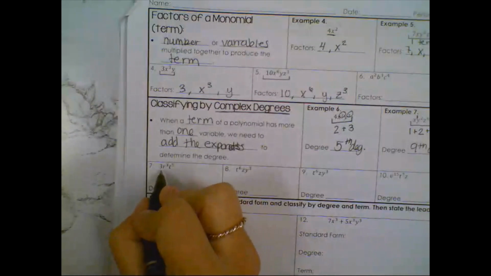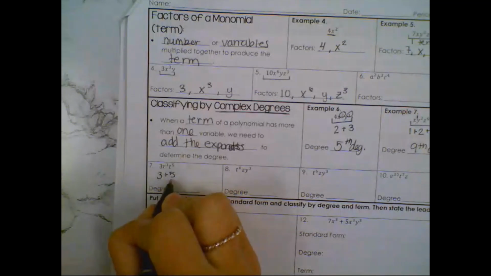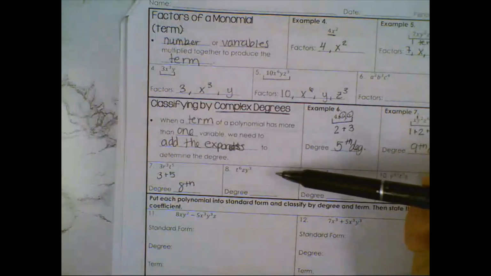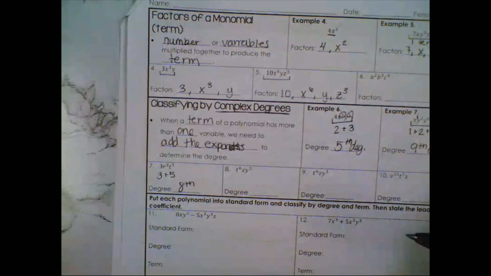I'll do one more. Here we have r to the 3rd, so a 3rd degree. We have t to the 5th, so a 5th degree. Altogether, this one term is to the 8th degree. Go ahead and pause the video and try number 8 on your own, and then you can restart it again, and I'll go over it.